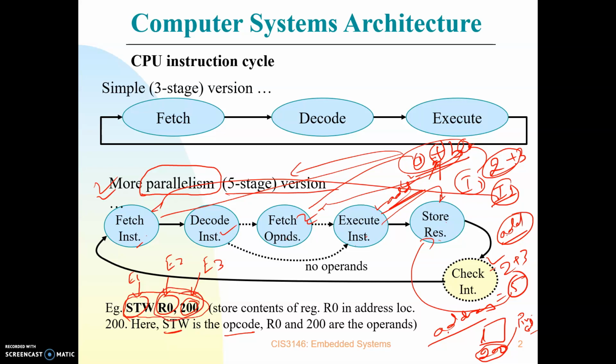So this is the 5-stage instruction model, and we use the 5-stage instruction model for parallel systems, whereas for a simple system we can use this 3-stage model. It is fetching the instruction, decoding and executing.